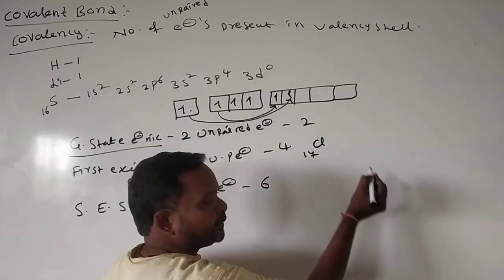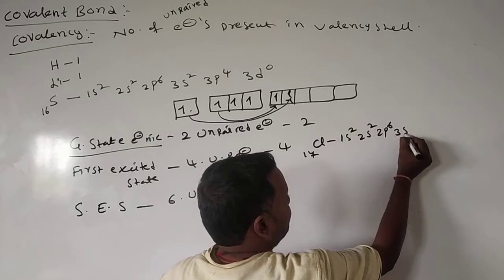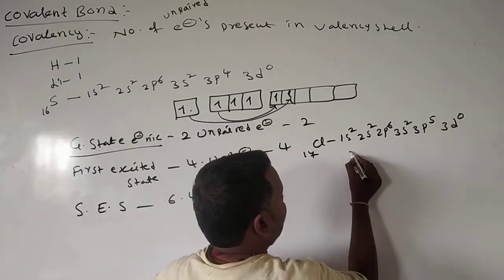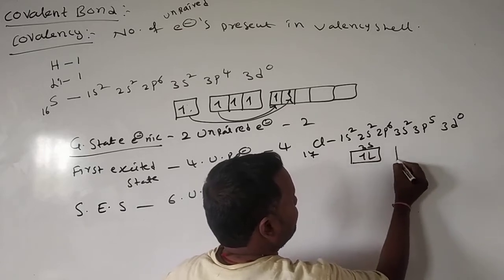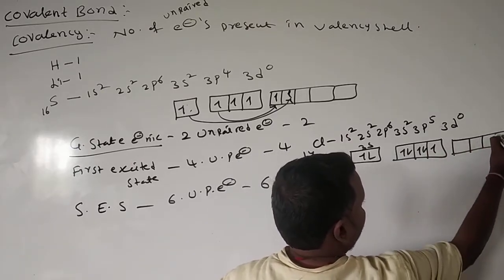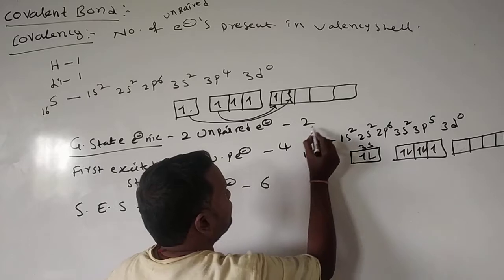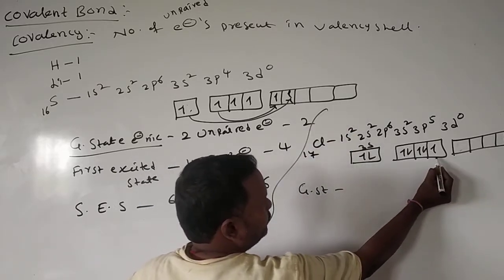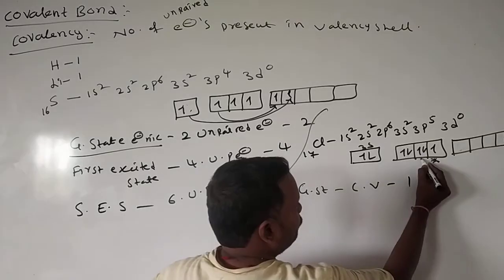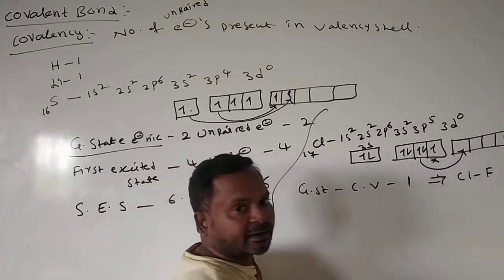Like that also chlorine, atomic number 17. Electronic configuration: 1s2, 2s2, 2p6, 3s2, 3p5, 3d0. In the ground state electronic configuration, chlorine has only 1 unpaired electron, so the covalency is 1. It forms 1 bond, as in ClF, chlorine fluoride.